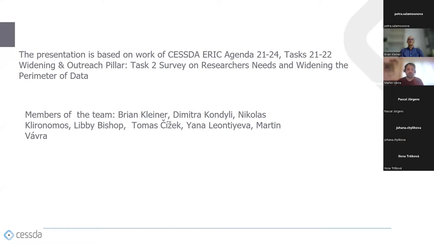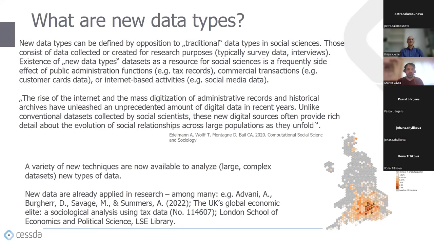types in archives. Okay, so here is some kind of working definition of what new data types are, because it's not possible to give an exact definition. Rather, it can be defined by opposition to traditional data types, like survey or interview. They were traditionally, and still are, used in social sciences, especially in sociology.